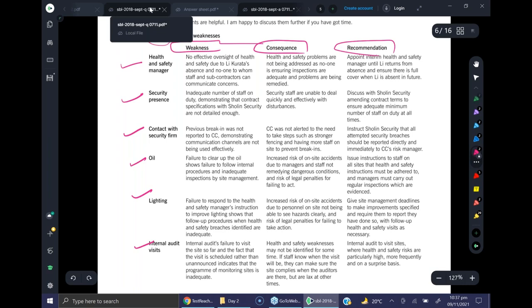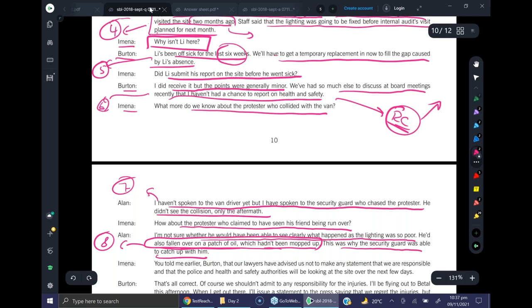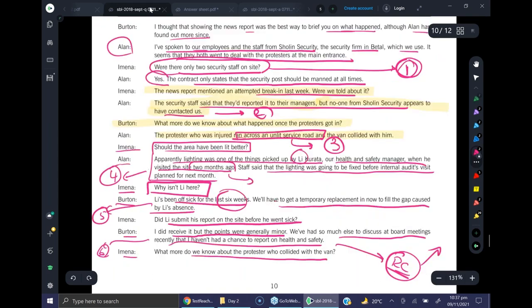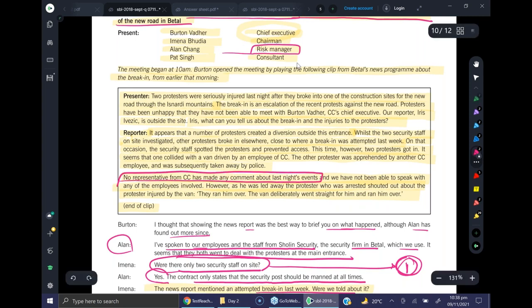Now going back to the rest of the question. So do you see any ethical issues so far? I mean, there are control problems, clear cut, we have discussed them, but do you see that there is a problem saying that no representative from CC has made any comment about last night's events? So not having any communication is an ethical issue, and this can become a damage to the reputation of CC, that they will be seen as a negligent company.